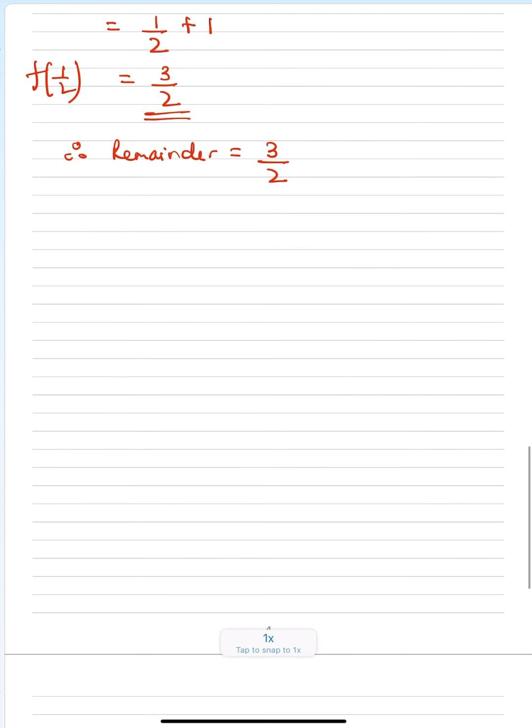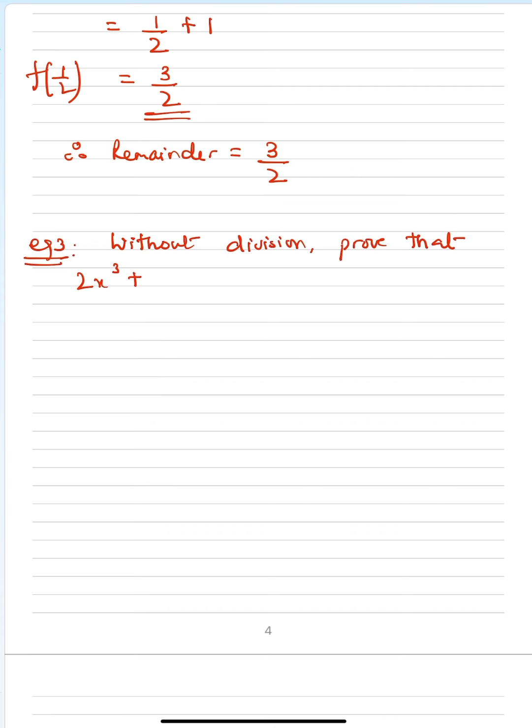One more sum. Okay. Now see, statements can change. They can ask you in many other forms, but the concept remains the same. Let us say, without division. Okay, they will ask you like this also. Prove that 2x cubed plus 13x square plus x minus 70 is divisible by x minus 2.